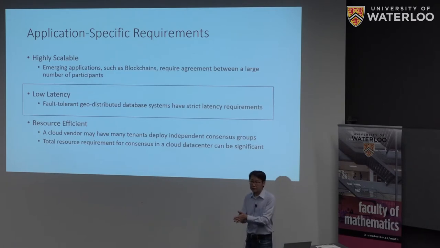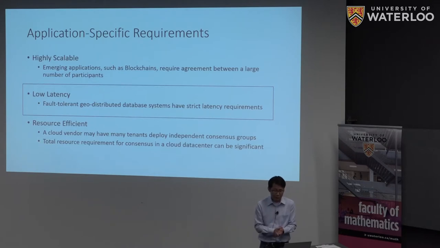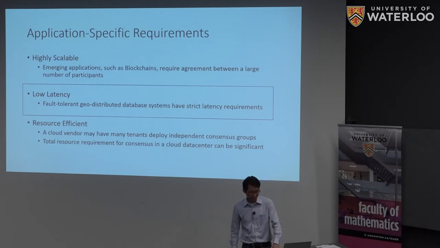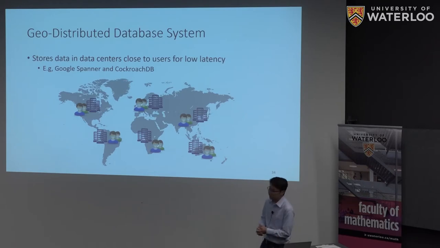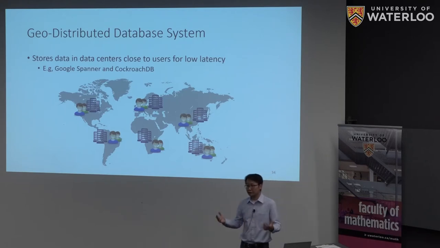Okay, so that's the first system that I want to talk about, this scalable consensus protocol. The second one that I want to share with you is a low latency consensus protocol that we've built for fault tolerant geo-distributed database systems. Geo-distributed database systems like Google Spanner and CockroachDB are often used to manage data generated by users that are located all around the world.